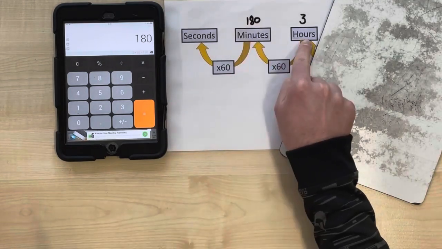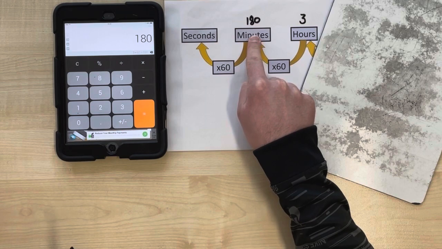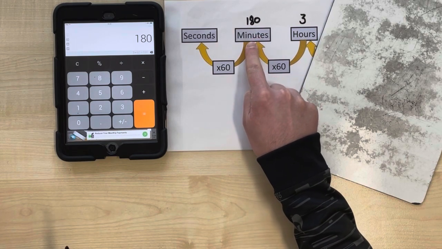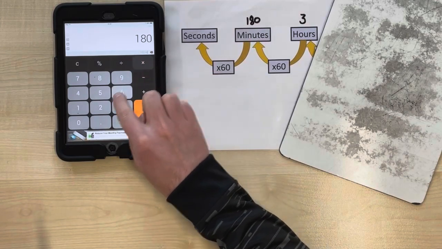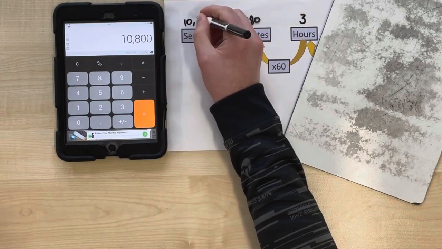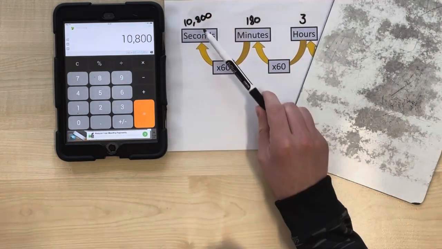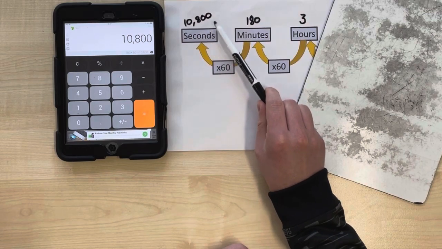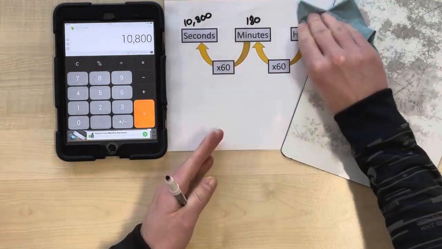So I now know how many minutes are in 3 hours, but I want to know how many seconds are in 180 minutes now. So again, if I'm following the diagram, I just go down here and I'm going to multiply this number, 180, by 60 again. And that gives me the answer of 10,800. So there was a couple of steps involved, but we now know that there are 10,800 seconds in 3 hours. And that's how this will work today.